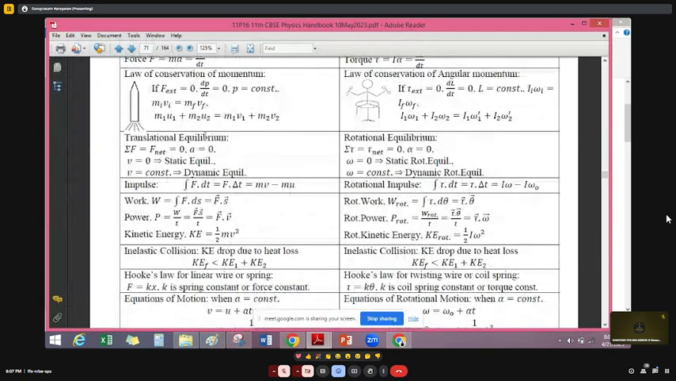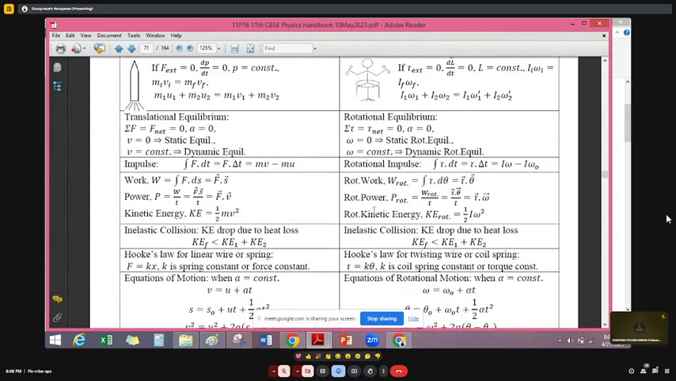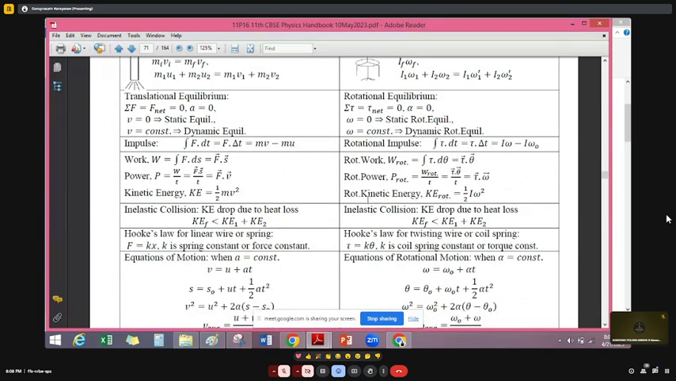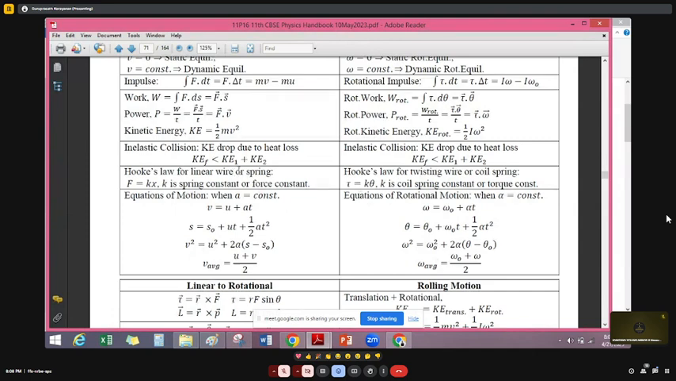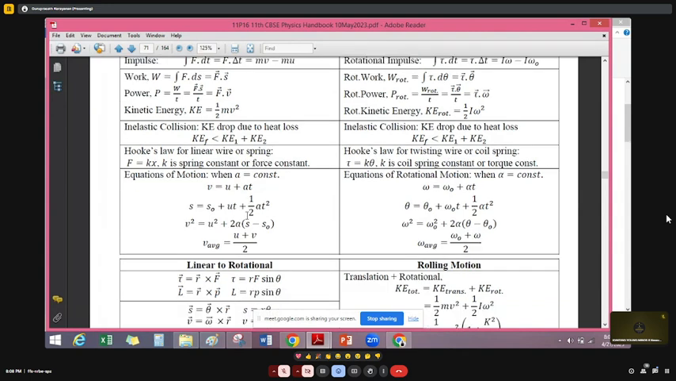Similarly, you have translational equilibrium, rotational equilibrium, impulse, rotational impulse, work done, rotational work done, power, rotational power, kinetic energy, rotational kinetic energy, right? Inelastic collision in linear motion, inelastic collision in rotational motion. Hooke's law for linear spring, Hooke's law for coil spring, right? Like a turning spring, like a torque spring.